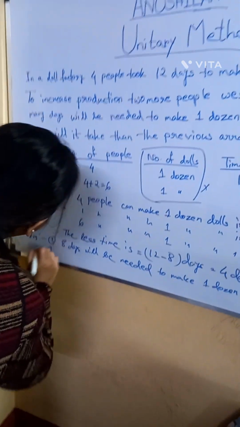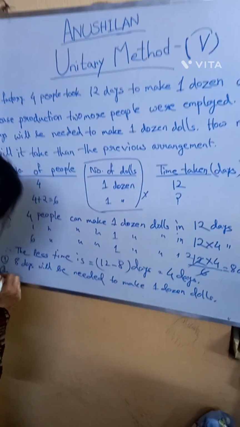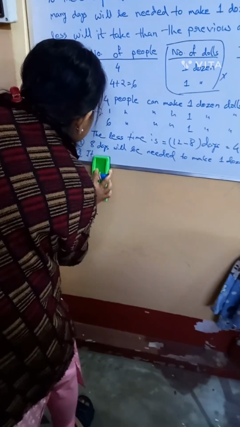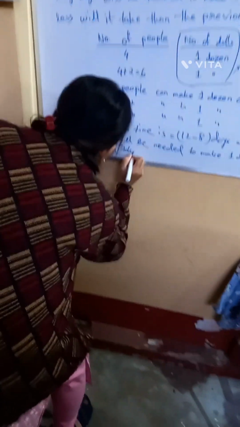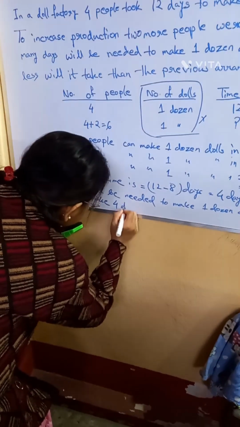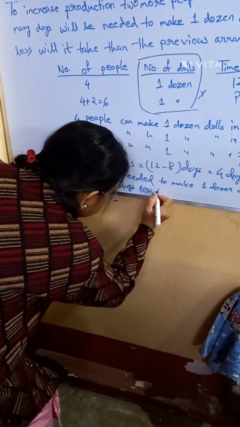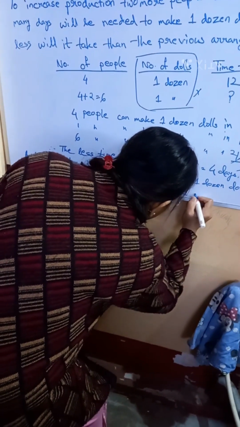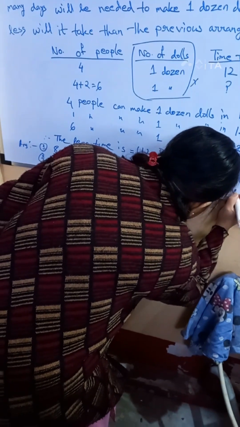And answer number 2. How much less will it take than the previous arrangement? It will take 4 days less than the previous arrangement.